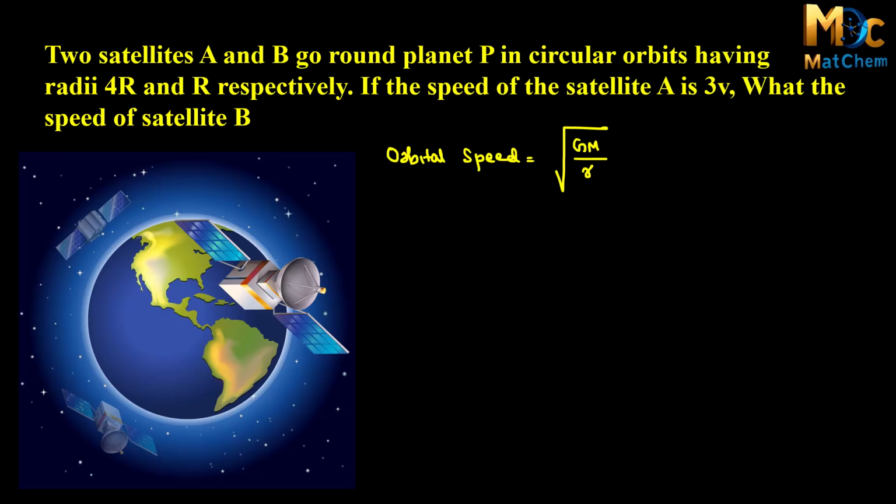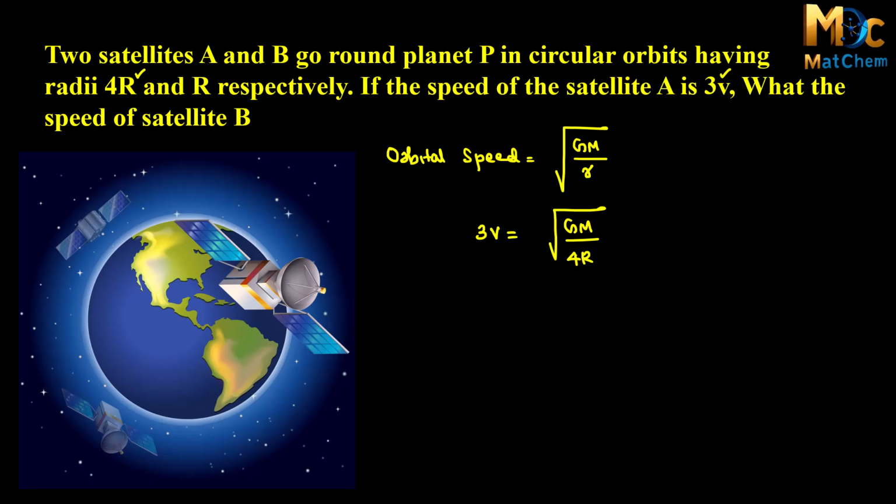So here it is the first condition. It is orbiting with a radius of 4r, having an orbital speed of 3v. So 3v is equal to the square root of GM upon 4r.